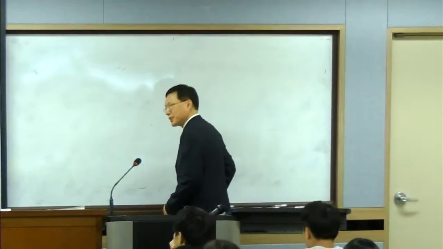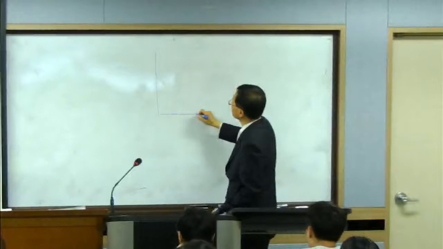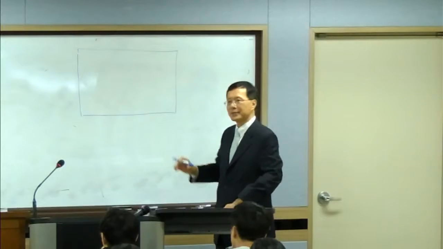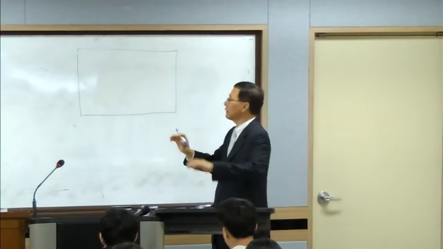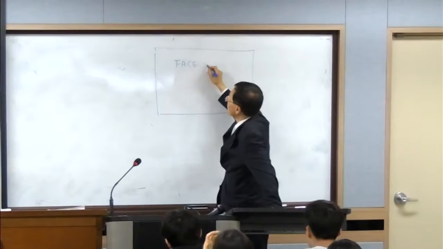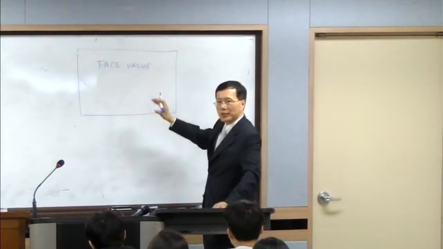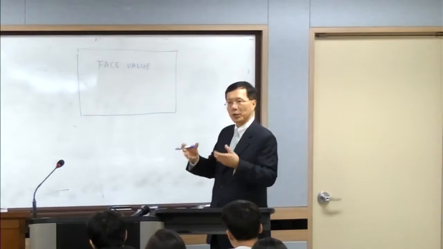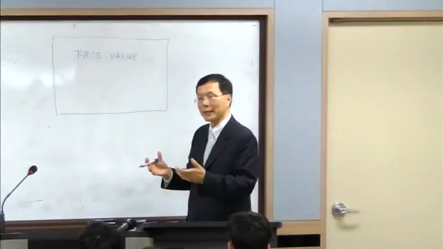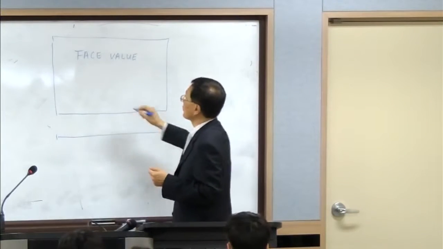Bond is nothing but a piece of paper. This piece of paper has several things on it. The first thing is face value. Face value of this bond. This bond is nothing but a promise from a borrower to the lender. The borrower is going to pay the face value at maturity.